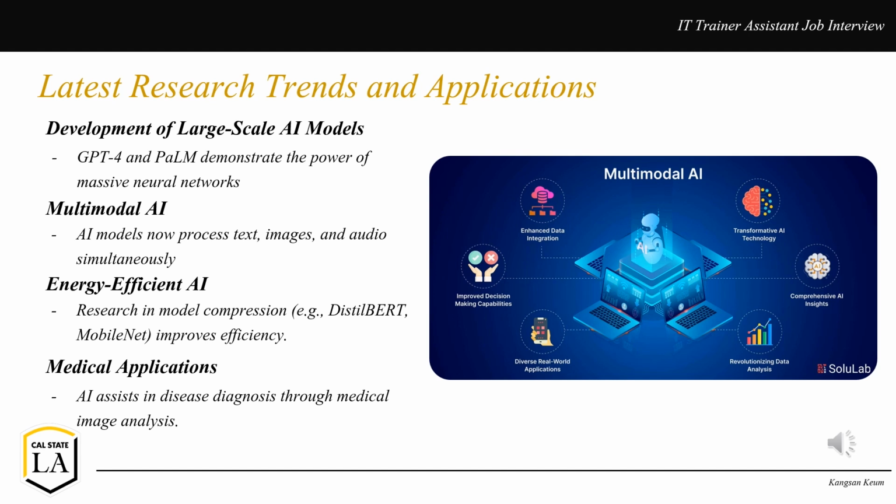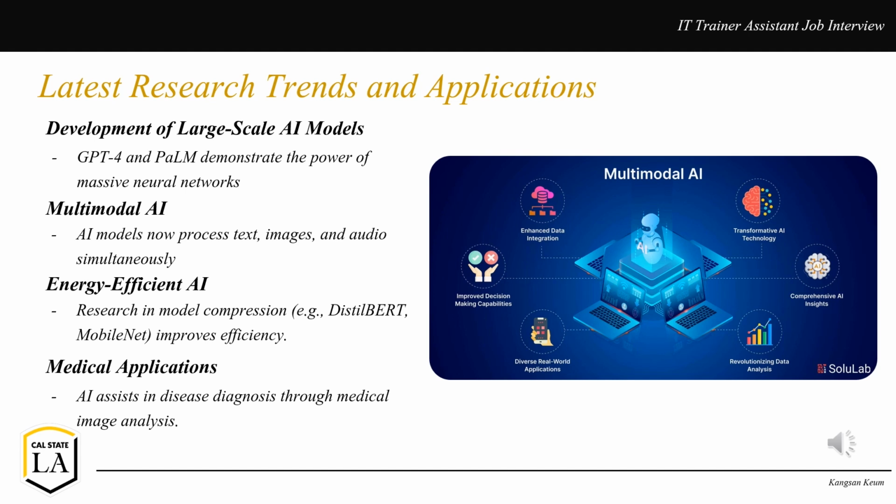Last part is medical applications. Backpropagation is used in medical imaging, helping AI models to detect disease in X-rays, CT scans, and MRI images with high accuracy. These advancements highlight how backpropagation continues to drive AI innovation, shaping industries from healthcare to autonomous systems.